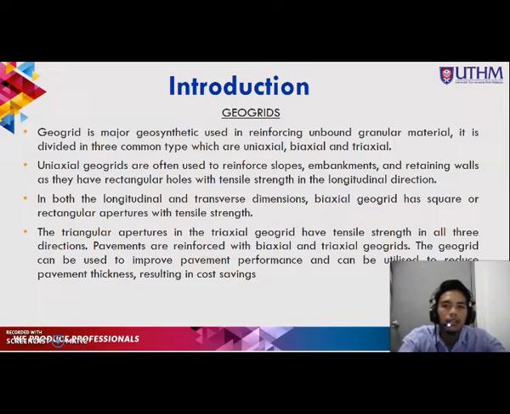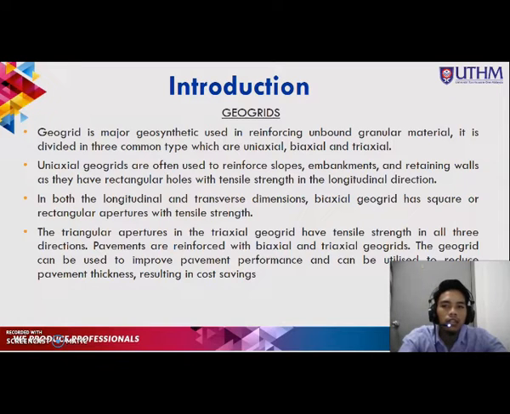Geogrid. Geogrid is a major geosynthetic used in reinforcing unbound granular material. It is divided into three common types, which are uni-axial, biaxial, and triaxial. Uni-axial geogrids are often used to reinforce slopes, embankments, and retaining walls, as they have rectangular holes with tensile strength in the longitudinal direction.